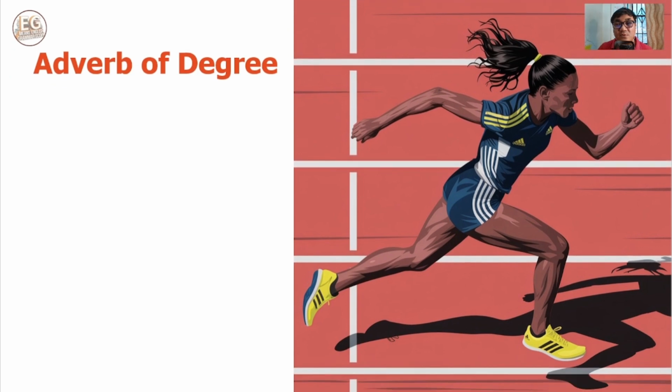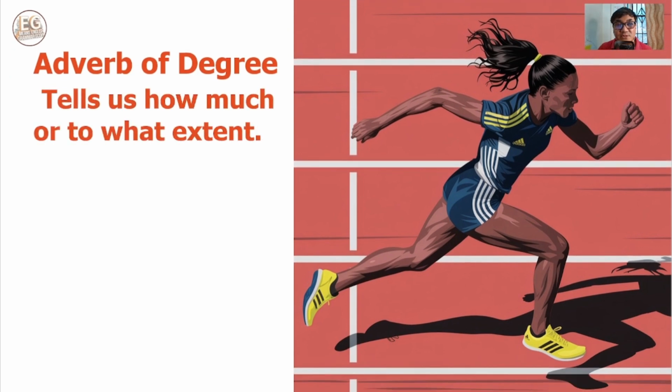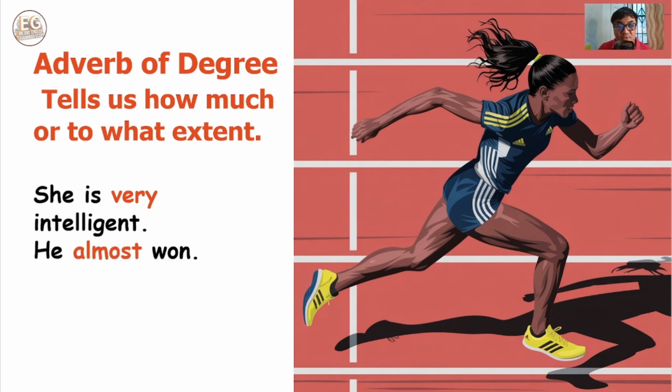Let us see adverb of degree. What does it tell us? It tells us how much or to what extent. Yes, to what extent an action is performed or is done. Like in the sentence, she is very intelligent. So very is the adverb of degree in this sentence.